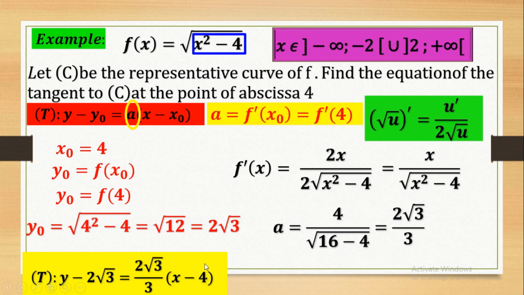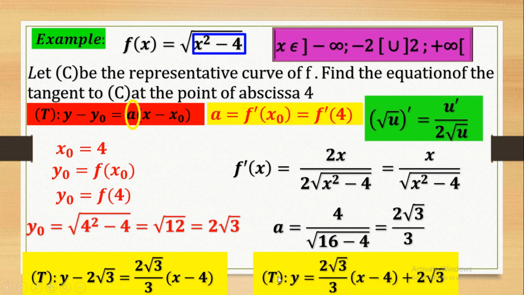Now we can just replace them by their values, so the equation of this tangent is y minus 2 radical 3 equals a, which is 2 radical 3 over 3, into x minus x0, which is x minus 4. Here 2 radical 3 is y0, we have just calculated it. Note that if we move 2 radical 3 to the other side, minus will become plus. Therefore, the equation of this tangent is y equals 2 radical 3 over 3 into x minus 4 plus 2 radical 3. Here we can expand and solve it more.